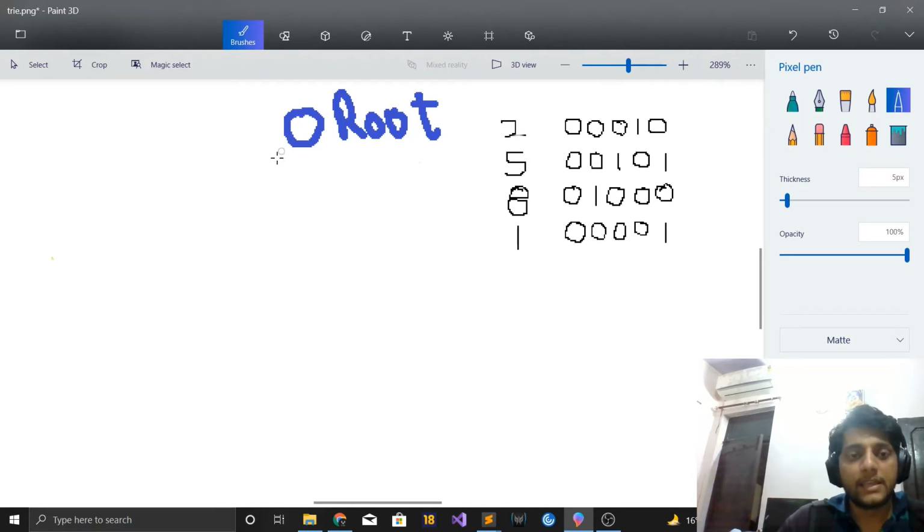Hence each node can have at max 2 children only. Okay, so let's try to insert 2 first. So I'll show you how we do insertion in trie here. So we will be inserting 2 here from MSB to LSB. Okay, from root to leaf, we will be representing most significant bit to least significant bit.